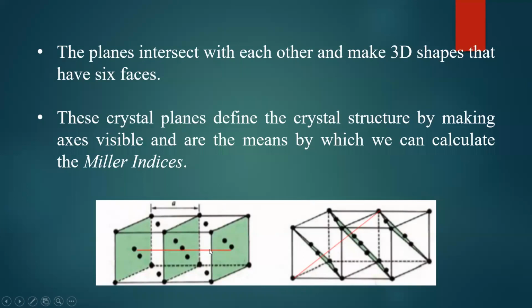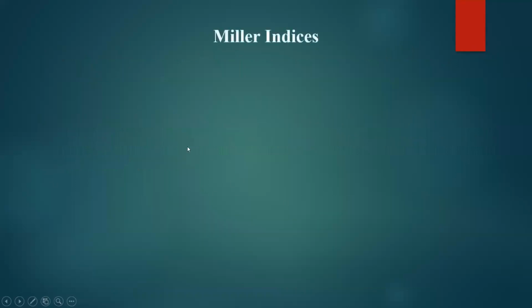If you take a set of parallel planes having different Miller indices, they can form 3D shapes. These crystal planes define the crystal structure by making axes visible and are the means by which we can calculate the Miller indices. The intersection of these planes with respect to the crystallographic axis can be identified, and that can be used to find the Miller indices. We'll define Miller index next.